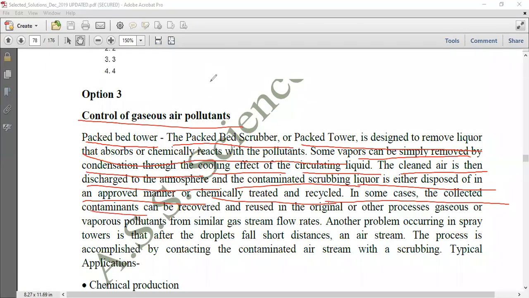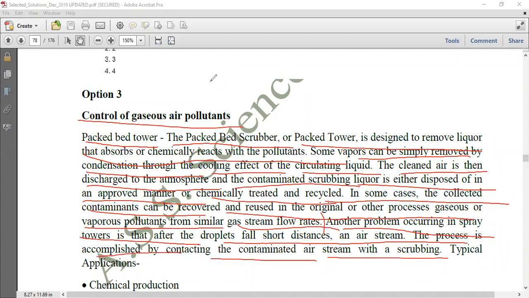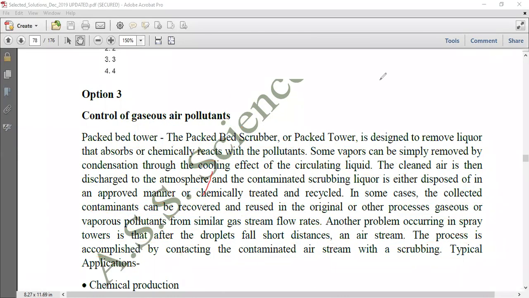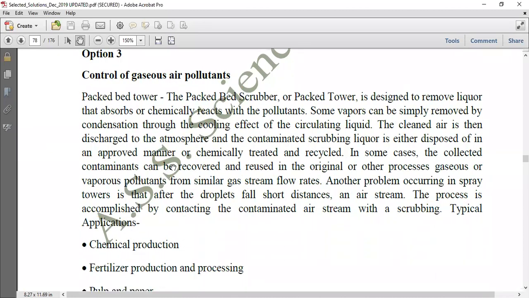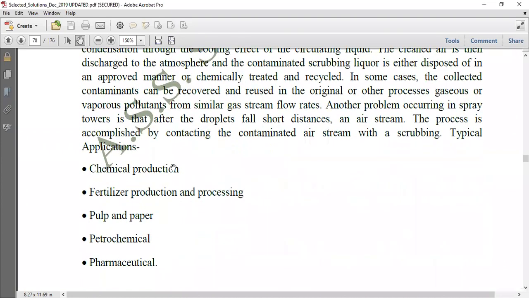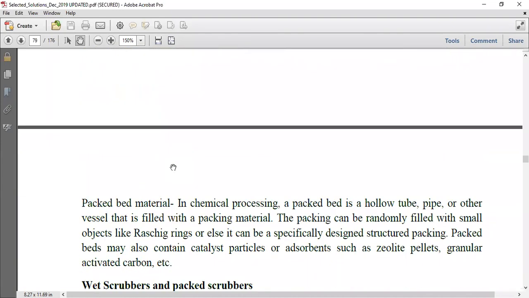In some cases, the collected contaminant can be recovered and reused in the original or other process, for gaseous or vapor pollutants from similar gas streams and flow rates. Another problem occurring in the spray tower is that droplets fall a short distance in the airstream, and the process is accomplished by contacting the contaminated airstream with the scrubbing liquid. So these are applied at the following places, you can see there: chemical production, fertilizer production, processing, pulp and paper, petrochemical, pharmaceutical. At these places, these can be used.